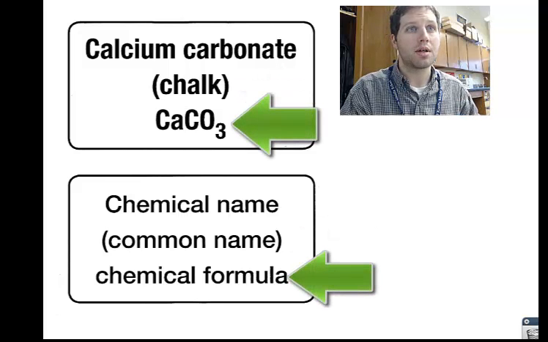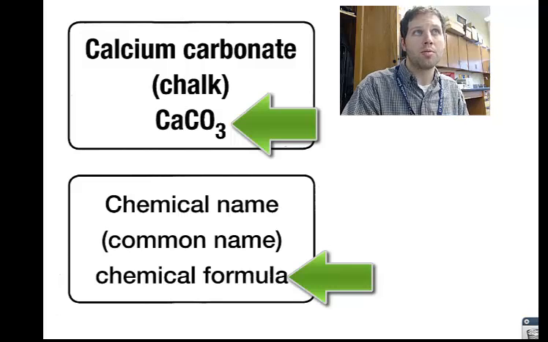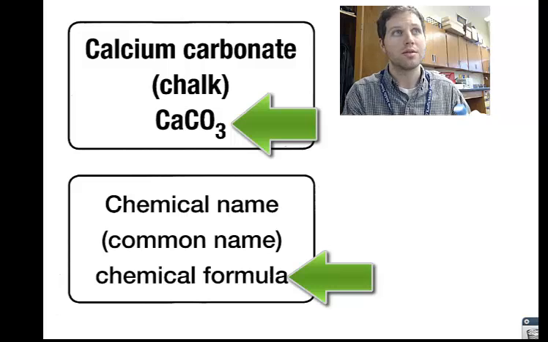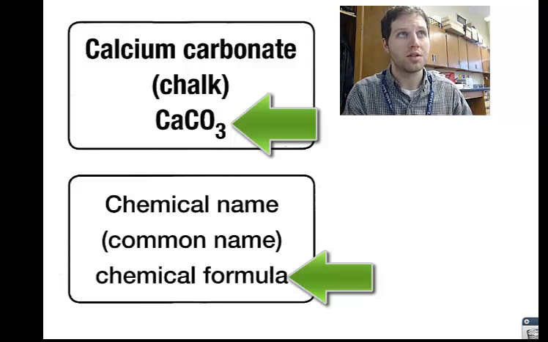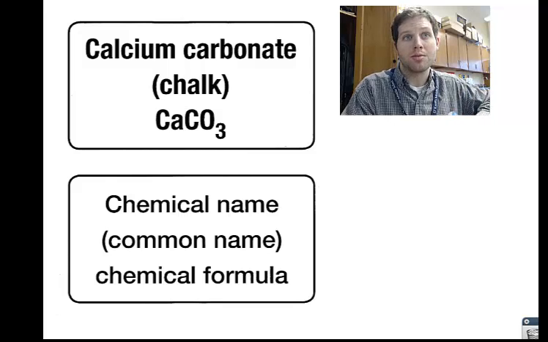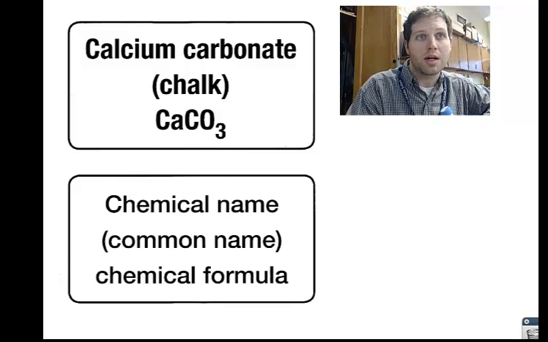And third, at the bottom, is the chemical formula. The chemical formula tells the actual elements that make up the chemical that you're dealing with. So calcium carbonate is made of calcium, carbon, and oxygen. So those chemical formulas are atoms, substances found on the periodic table.